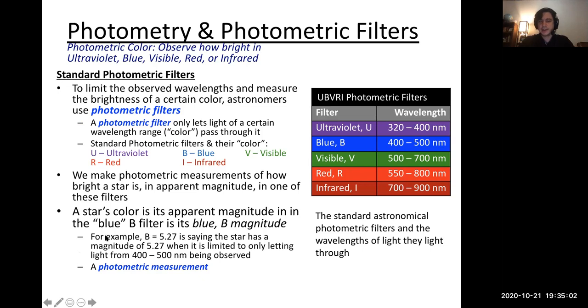And let's say that we measure that to be, well, with only the blue light, we measure an apparent magnitude of 5.27 whenever we're only letting the blue light in. That would be what we call our B magnitude, our blue magnitude, the magnitude of that star in blue light.